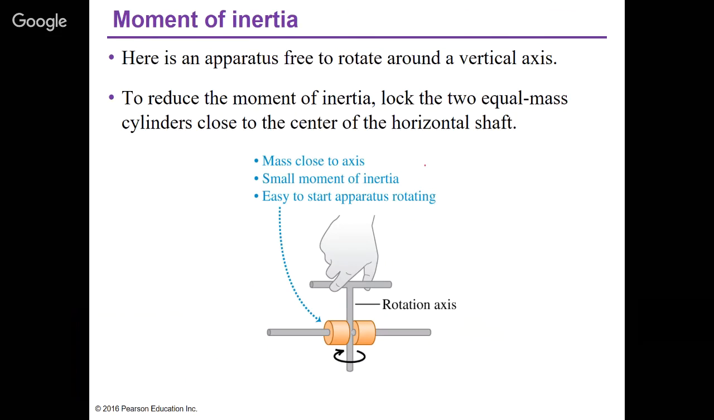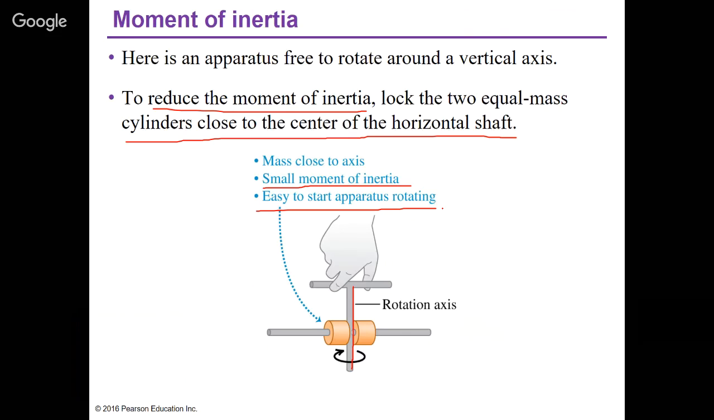For example, we have an apparatus here. It has a center shaft. It has two masses, right? If we want to easily rotate this object, then we need to reduce the moment of inertia. In that case, we want to lock the two equal mass cylinders close to the center of the horizontal shaft, right? In this case, it would have a smaller moment of inertia and be easy to start rotating.